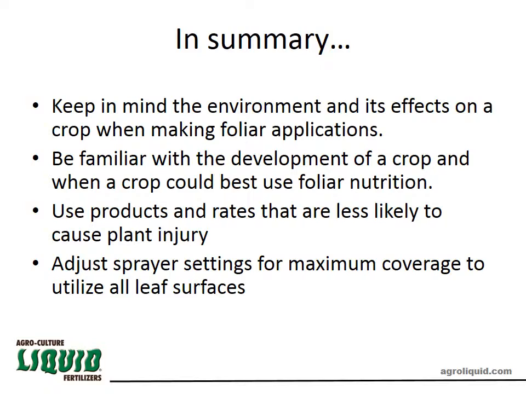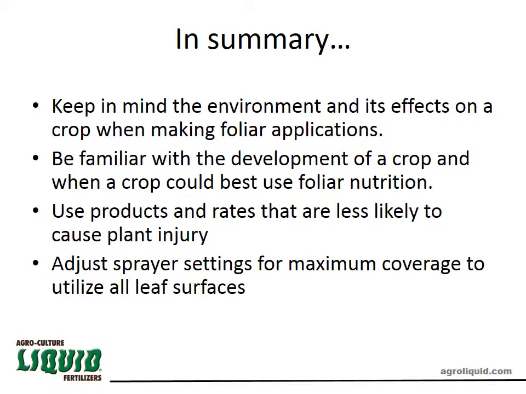So in summary, I'd like everybody to keep in mind the environment and its effects on a crop when making foliar applications. Obviously, when it's hot and dry outside, the crop's going to be much less receptive to that nutrient than it would be if it was cooler and maybe more humid outside. Also, I'd like to make sure that we're familiar with the development of the crop and making sure that we're applying those nutrients in a timely fashion when that crop could best use that foliar application.